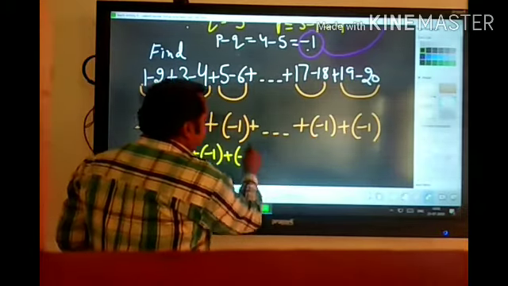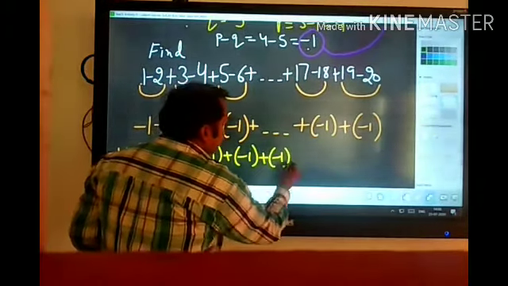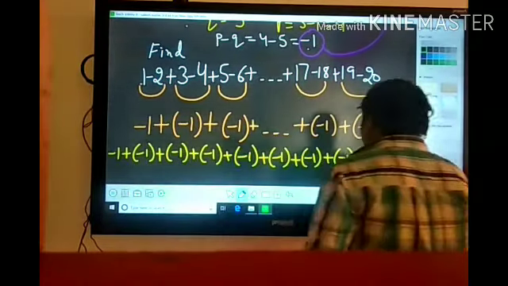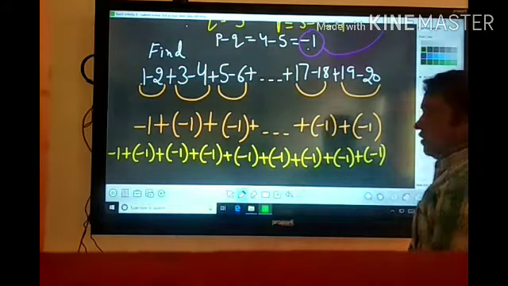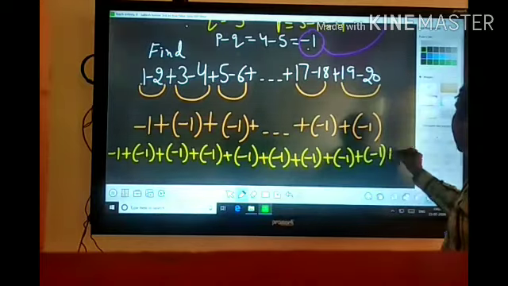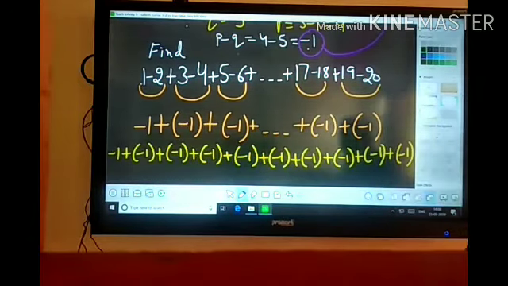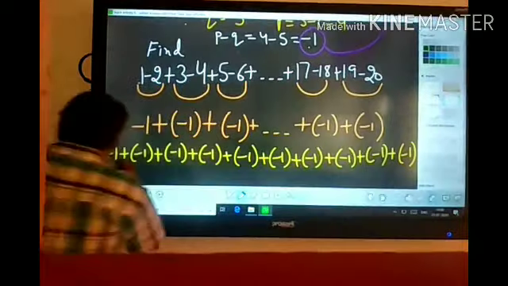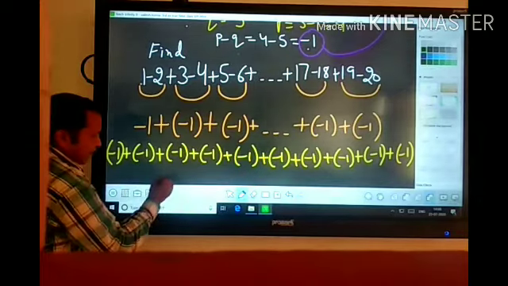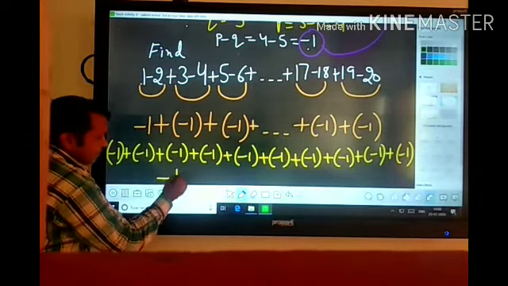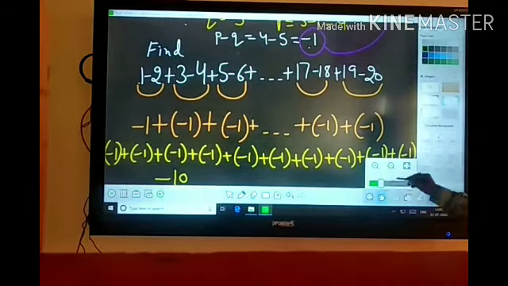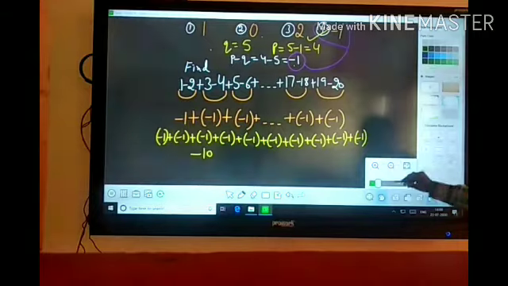Writing it in this continuing way, I will have to write it 10 times, because the integers from 1 to 20 are 20, and the pairs are 10. Each pair gives the answer minus 1. So minus 1 will be written only 10 times. Now you can easily add all these minus 1s. The answer is minus 10. So in this way, the answer for the given expression is minus 10.